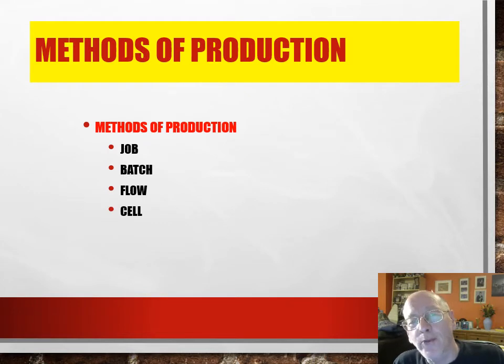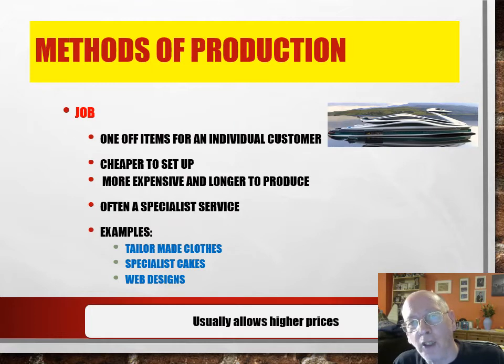There are four methods of production that we need to know about: job production, batch production, flow production, and cell production. Job production is where you're producing a one-off item for an individual customer. You can see there is a swan-shaped yacht that some idiot decided they'd like to spend their spare time in. Look at something like the O2. There's only one O2, or Wembley Stadium. So this is something very specific for an individual.